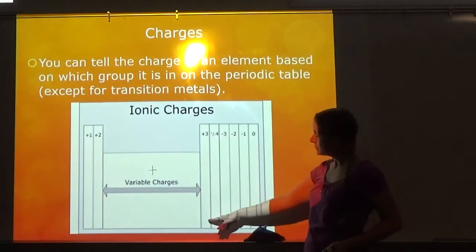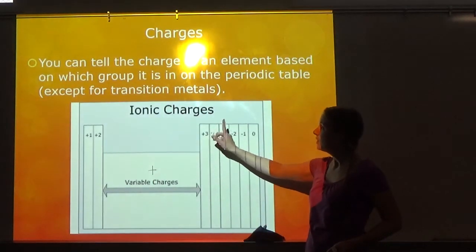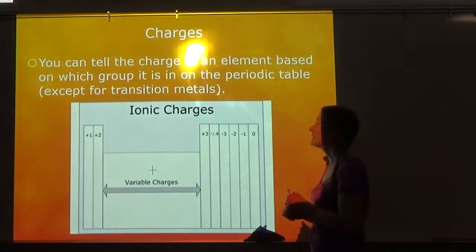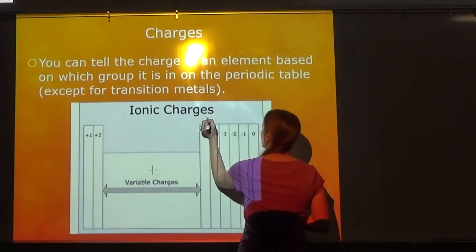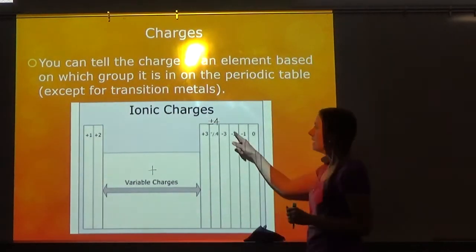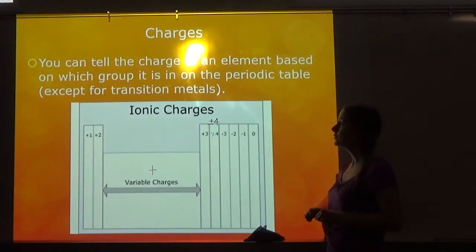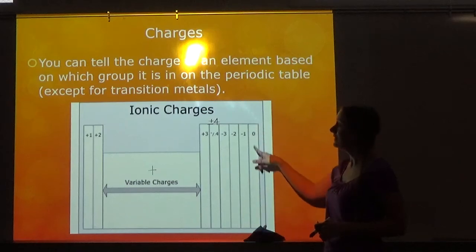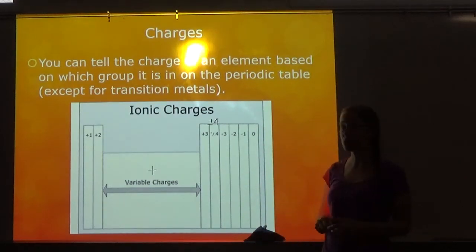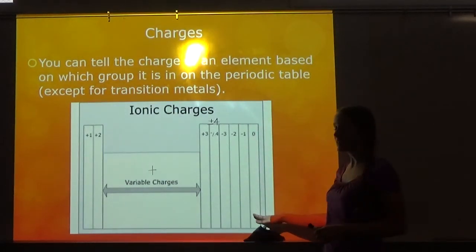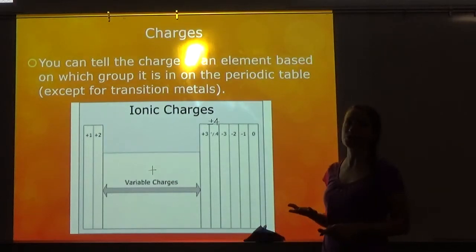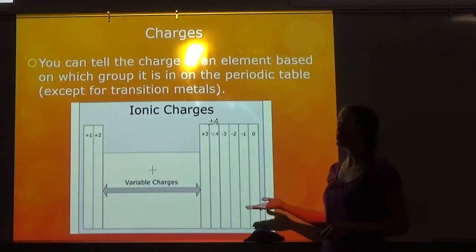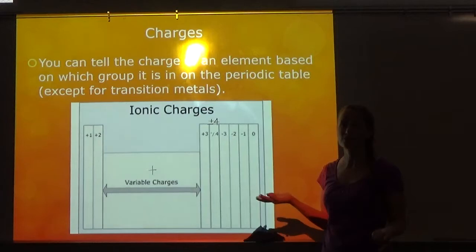Group 13, which has boron, has a positive 3. Group 14, I know this may be hard to see, this says plus or minus 4. And then group 15 has a negative 3, group 16 has a negative 2, group 17 has a negative 1, and then noble gases have a 0 charge. Because of course they have a full outside energy level, and so they don't want to lose or gain. And so all they're doing is trying to get a full outside energy level.